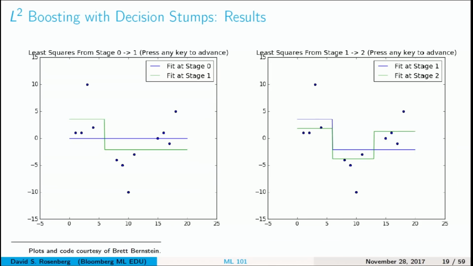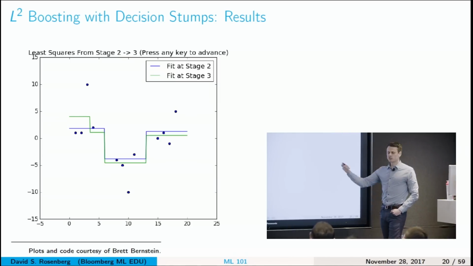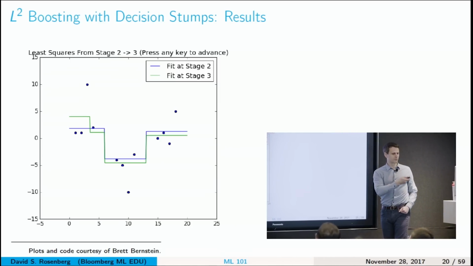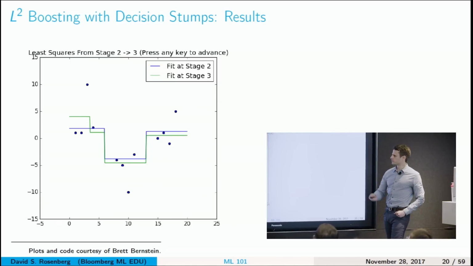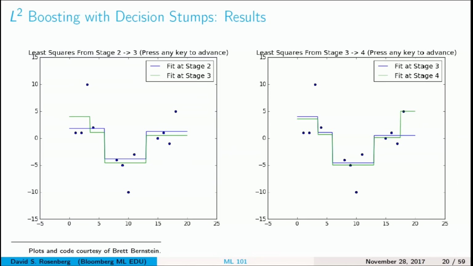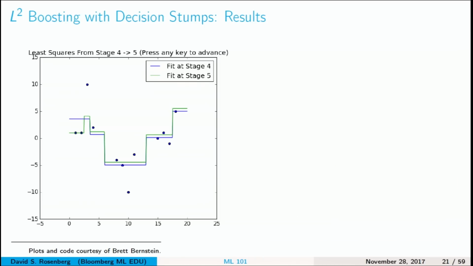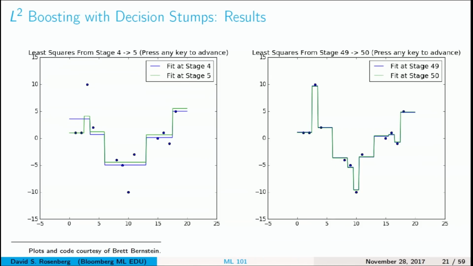And then let's look at a few subsequent rounds. This is after 2 rounds. Each picture compares the previous round to the next round. So this is 2 and 3. Here's 3 and 4, 4 and 5, 49 and 50. Now we're overfitting, certainly.